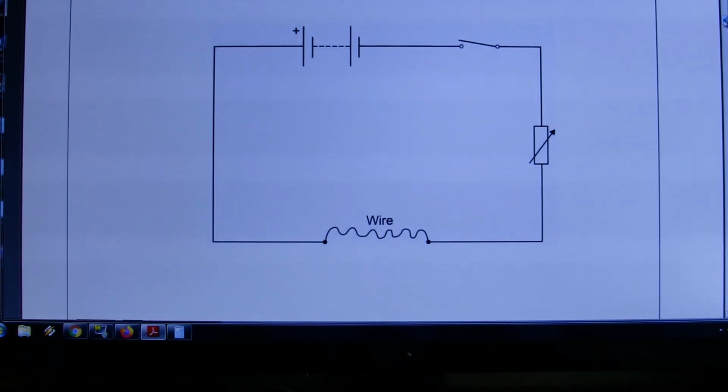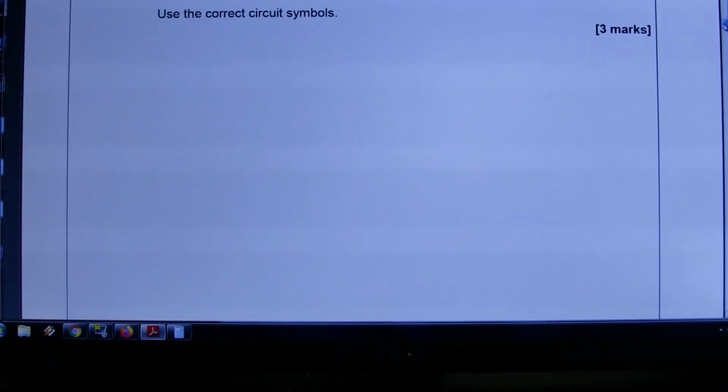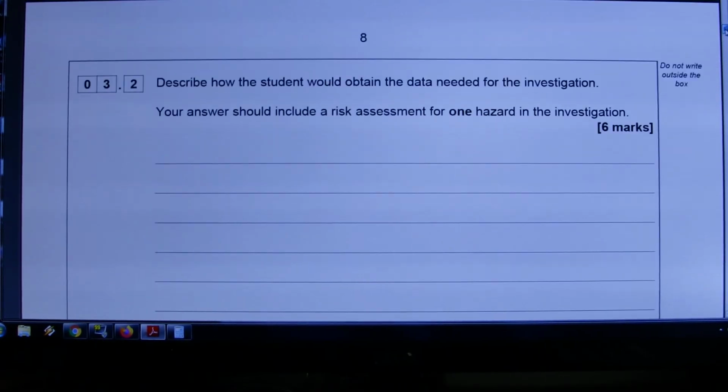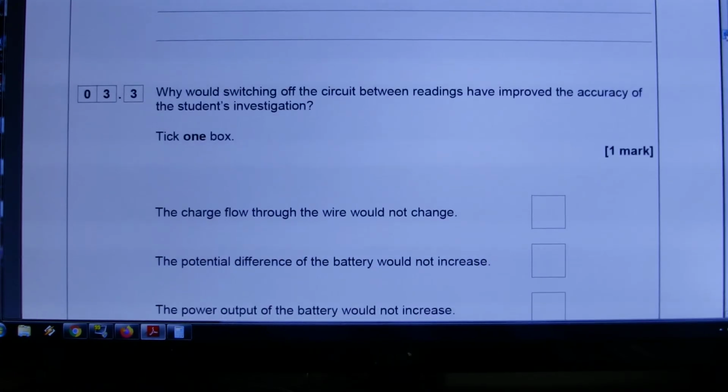Given that it's 2020 or 2021 now, disinfect all the equipment before and after use, just in case someone has coughed on it before use, and just in case you're infected after use. Is this enough for 6 marks?